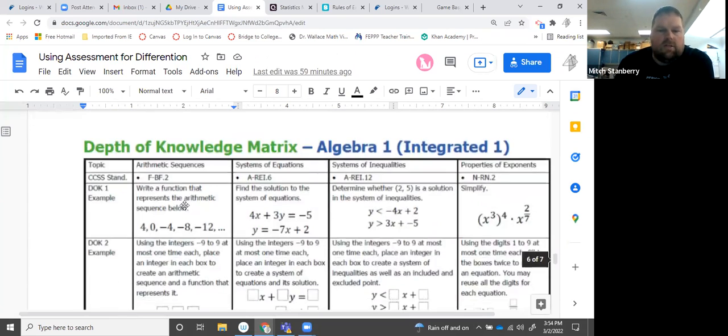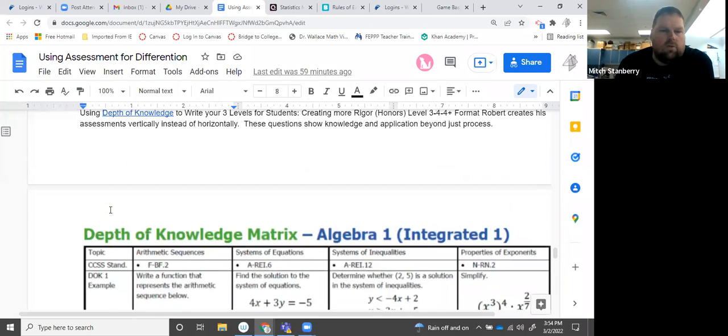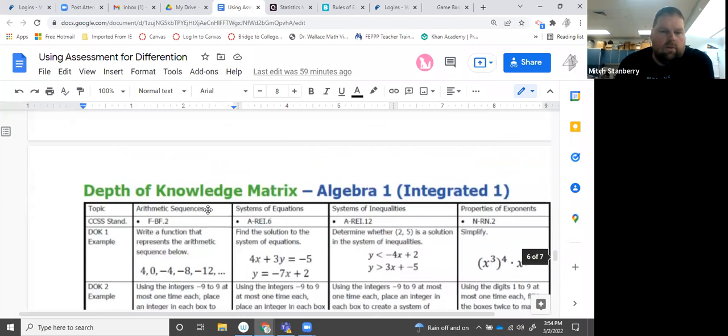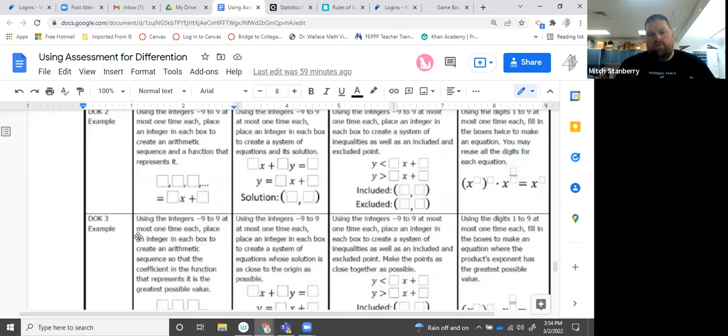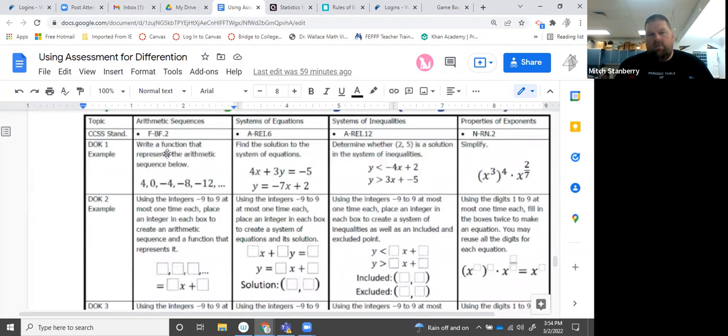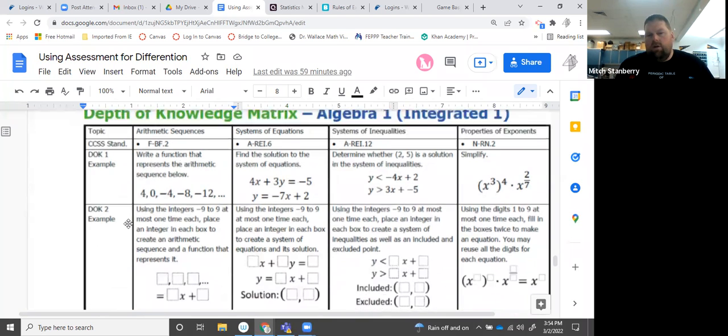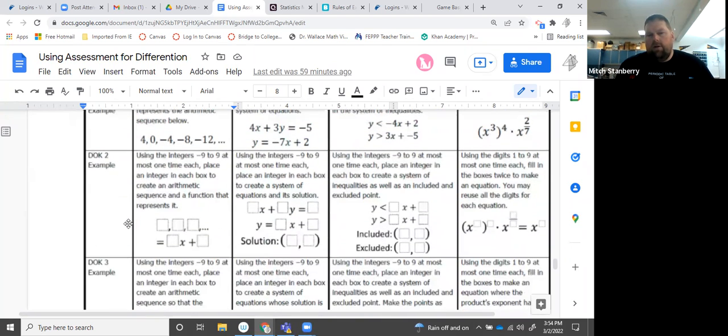This is kind of interesting. This is actually Robert Kaplinski's work. He's a really cool, knowledgeable guy, has some really cool things called problems we're solving, but this is his kind of depth of knowledge idea too. This is, again, differentiation of taking the same idea and then making it a different level of knowledge.